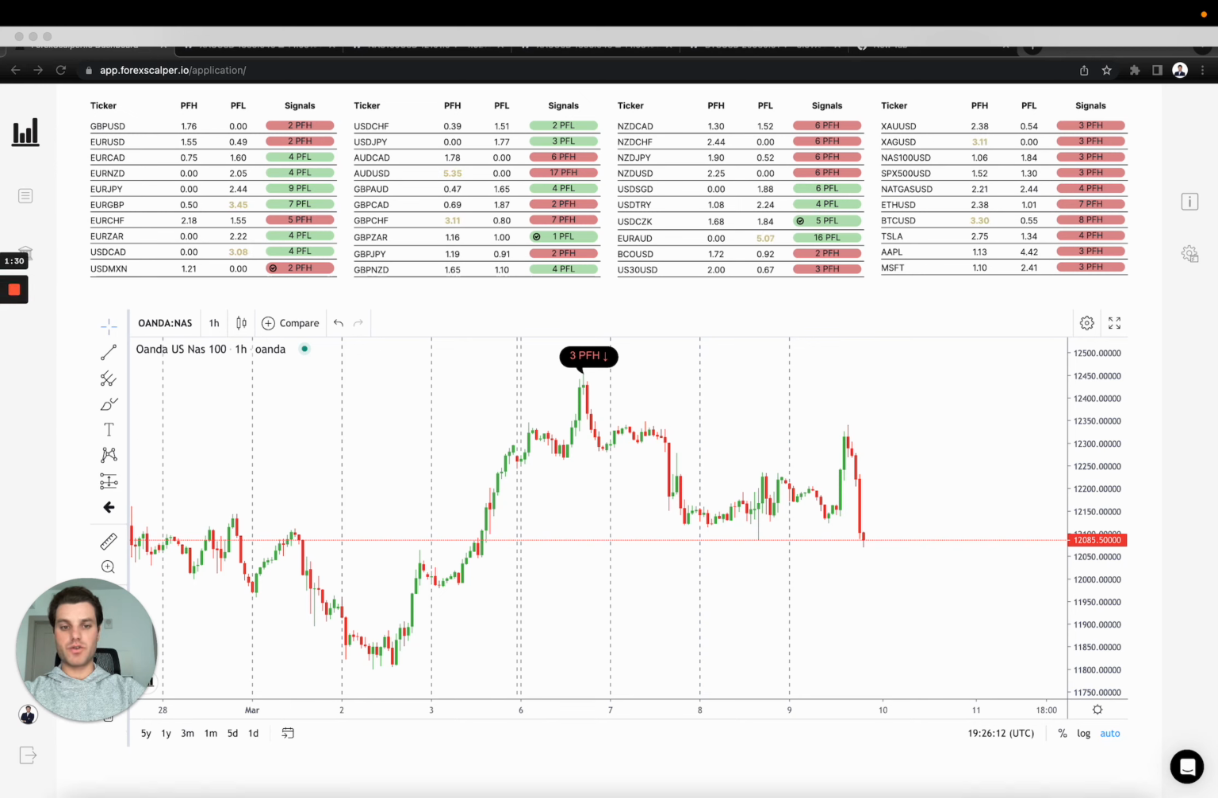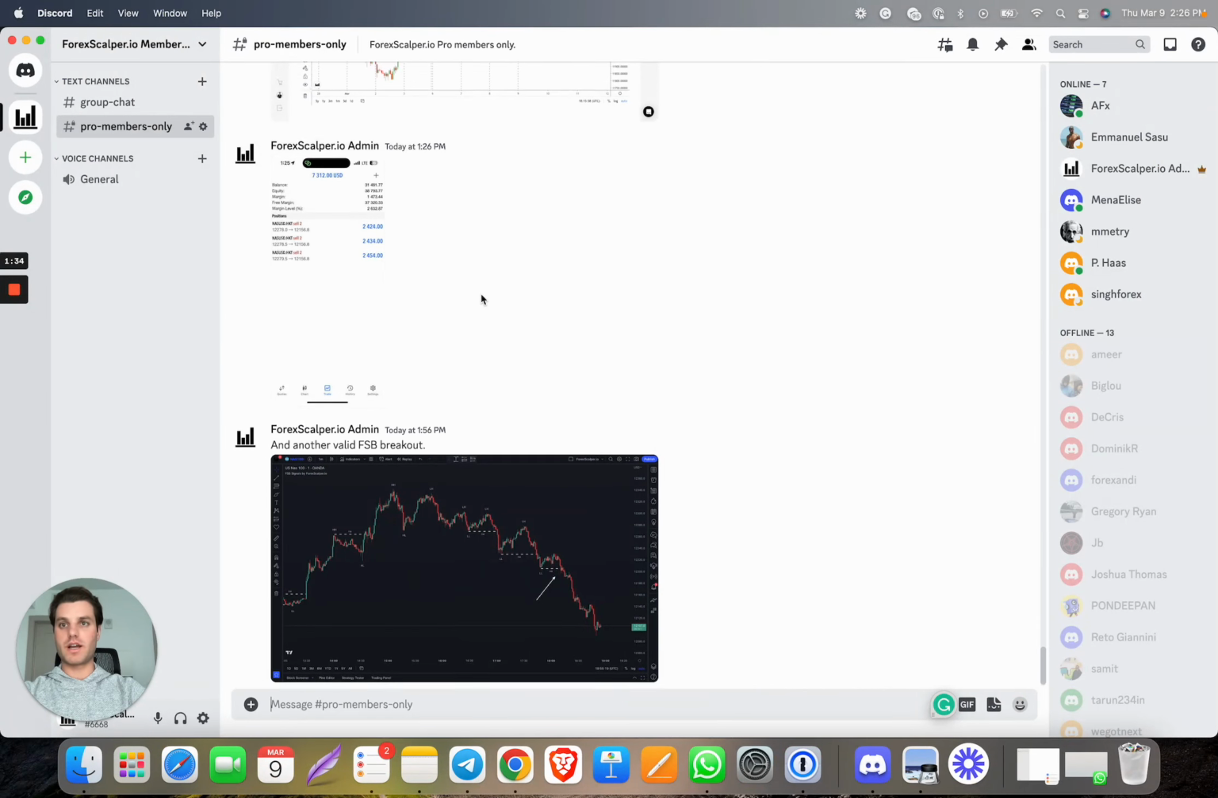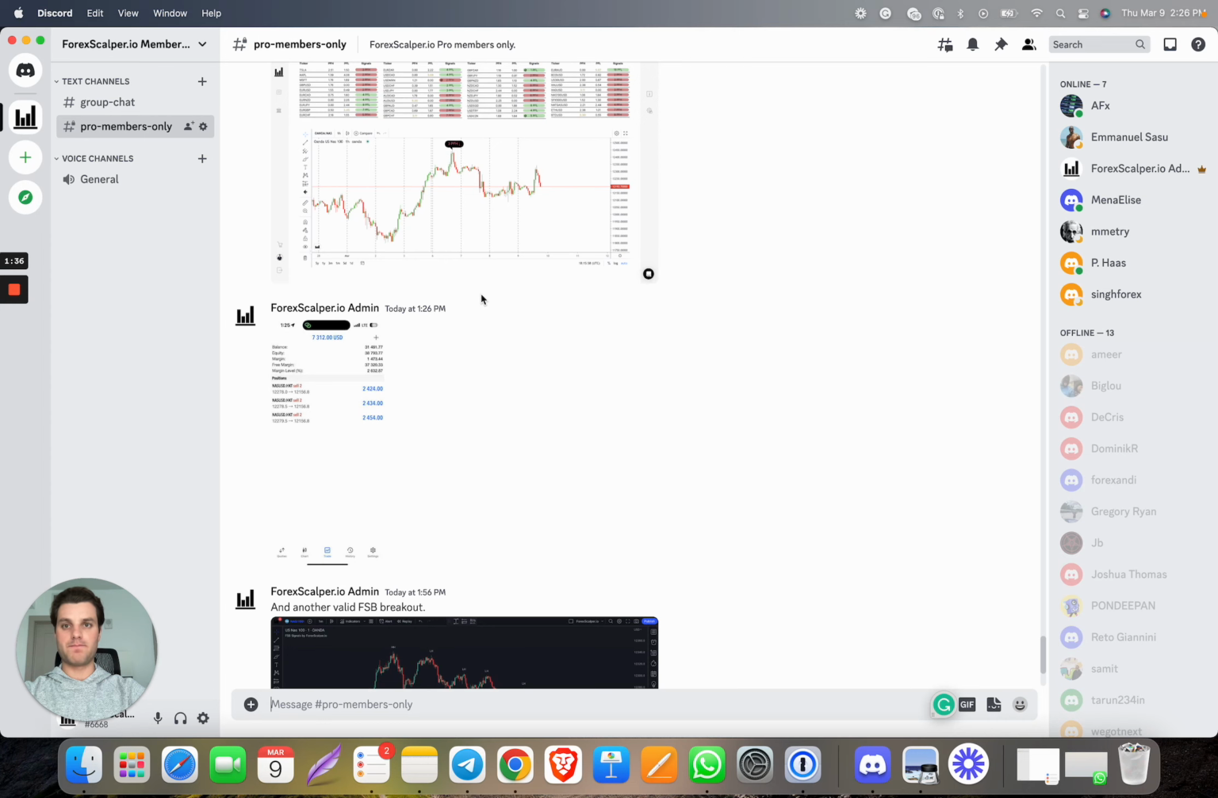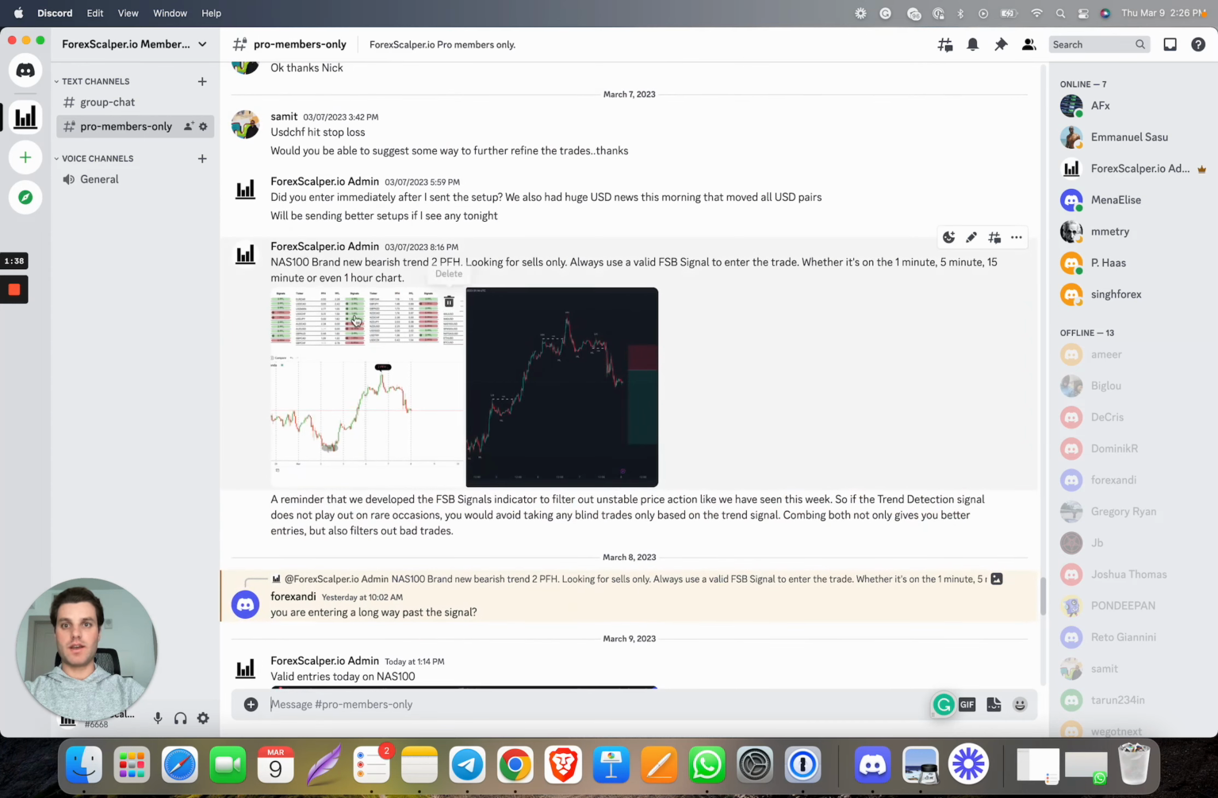Just to show you, let's open up the Discord as well, so we're in the same context here. And as you can see, I sent out right here: NAS100, brand new bearish trend to PFH. We're looking for sells only. Always use valid FSB signals to enter the trade, right? So this simply filters out, and it is the second part of this system.